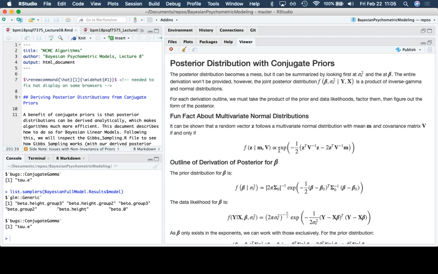Because there's a lot of products and stuff that we can expand. Well, it turns out, when we do that, we just need our posterior for beta to start to look like that. We can get our posterior to look like that. We can say, hey, it's multivariate normal, the end, and sample from it.